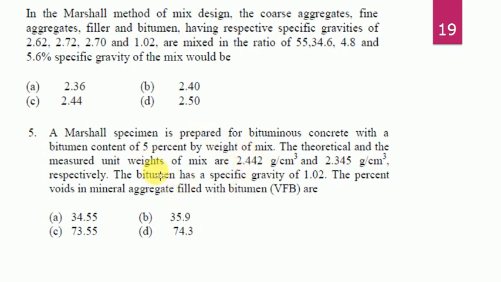Then we can calculate the volume of bitumen. Why do we have to calculate the volume of bitumen? Because for calculating the VFB, the formula is 100 into VB by VMA. So we have to calculate the VB first. VB comes by the formula GM into WB by GB. We know that GM is provided, 2.345, into WB, that is the weight of bitumen, 5% given, divided by GB, the specific gravity of bitumen. So we can calculate the VB value from there.